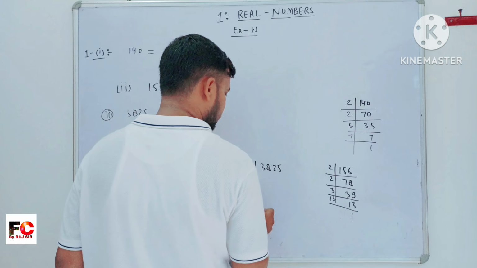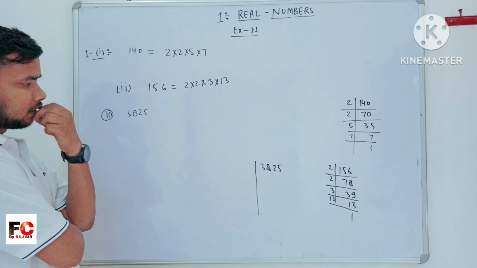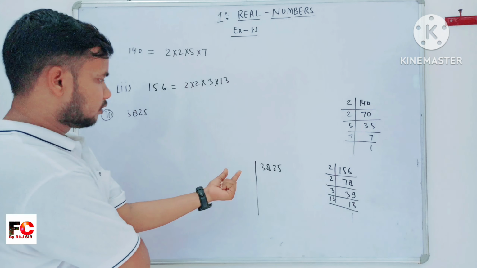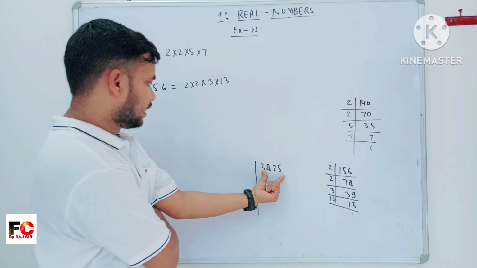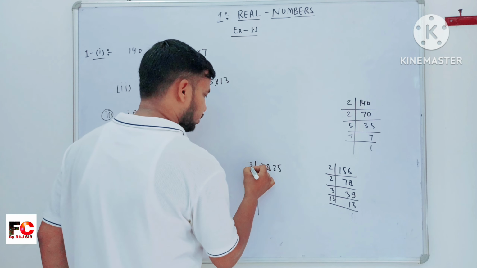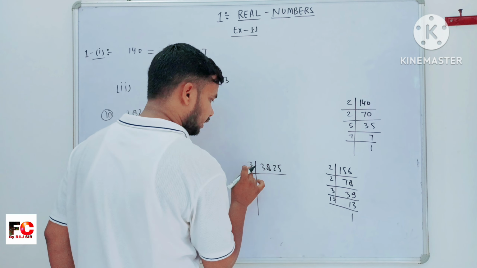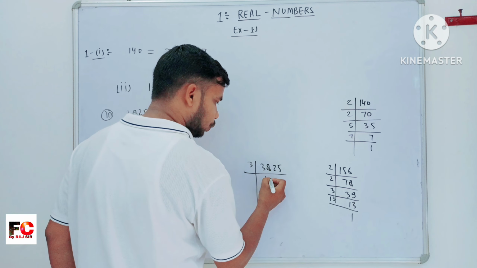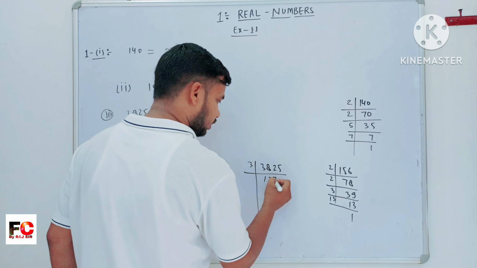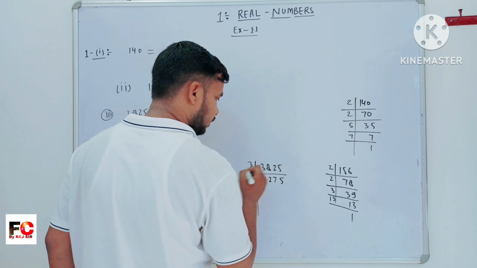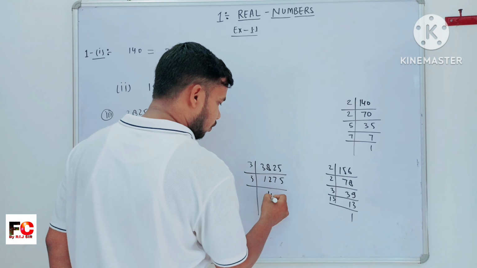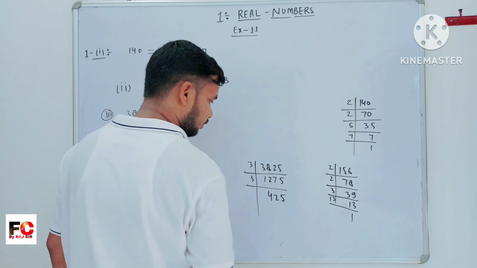3825. It is divisible by which number? 8 or 10. Okay, this is divisible by 3. 3 1 times, 3 2 times, 6 2 carry, 7 21, 15 5 times. Okay, again it is divisible by 3, 4 2 and 5.